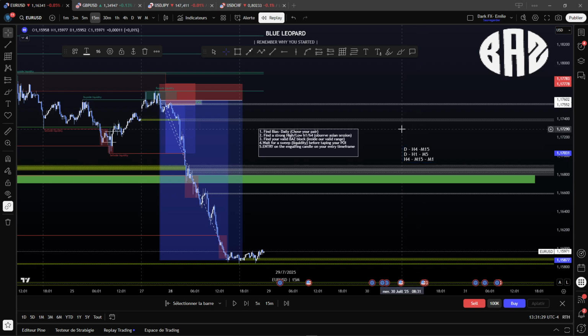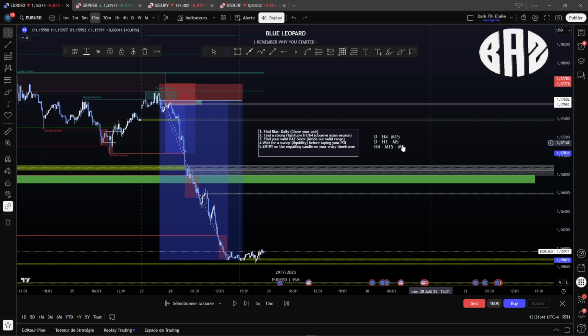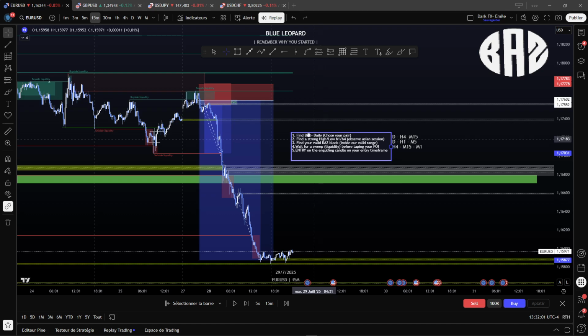But I don't recommend this for beginners because the last one is tricky, and sometimes you can get stopped out with the manipulation, the intra-session manipulation, and all the candles that form inside the day that could not help you be profitable. So stick with one. If you choose the H4, the H1, stick with one, and always watch the BAZ indicators to give you the targets, the liquidity that has been swept, and also to validate your strong high or your strong low.